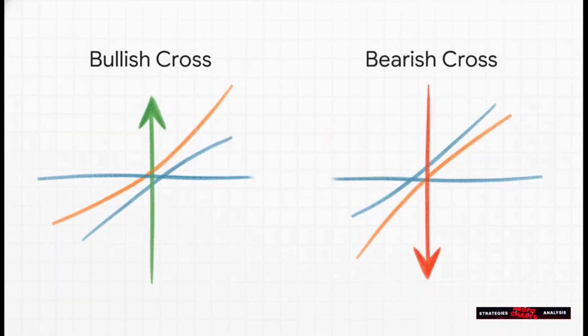So while the cloud gives us the big picture trend, the Tenkan Kijun cross is our action signal. This is our trigger. When that fast line crosses above the slow line, that's a bullish signal telling us momentum is picking up to the upside. And a cross below, of course, signals bearish momentum.